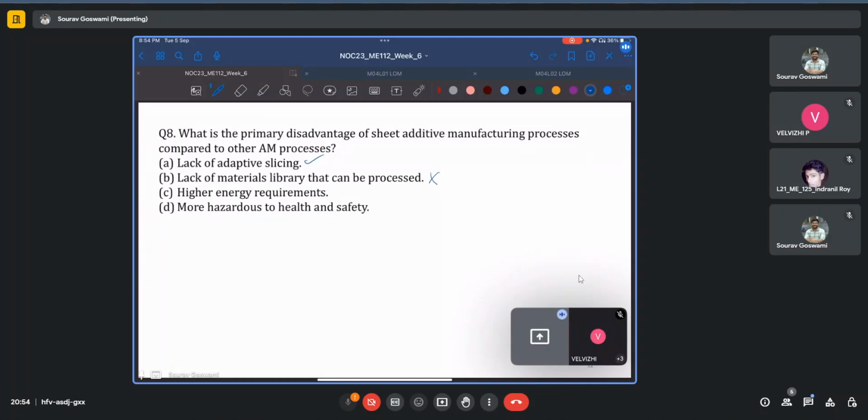Higher energy requirement, definitely not. And specifically in the case of ultrasonic consolidation, we see that the energy requirement is even as low as 5% of some of the other processes such as DED or some other conventional welding processes. And regarding the health and safety hazard, we saw that in most cases the sheet additive manufacturing processes are suitable even for office environments. There is no hazard such as related to powder or the use of lasers, high power lasers, or any toxic fumes, or even the need for a protected inert environment. So the primary disadvantage is simply the lack of an adaptive slicing.